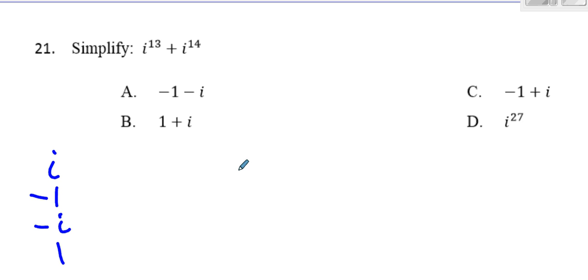So i to the 13th, there's a couple ways you could do it. One way is just count through, starting here with a 1. 1, 2, 3, 4, 5, 6, 7, 8, 9, 10, 11, 12, 13. It's just a regular i. You could just count through it, which means i to the 14th would be a negative 1.